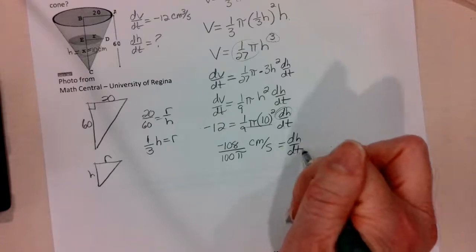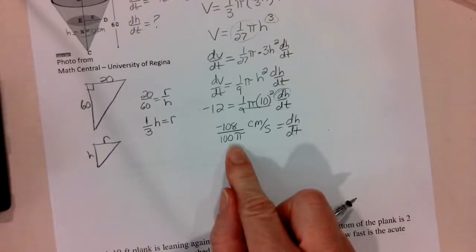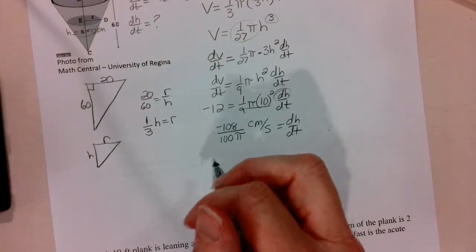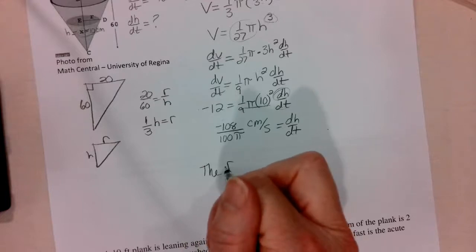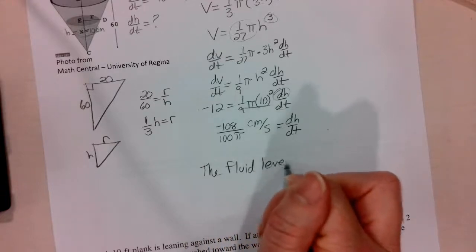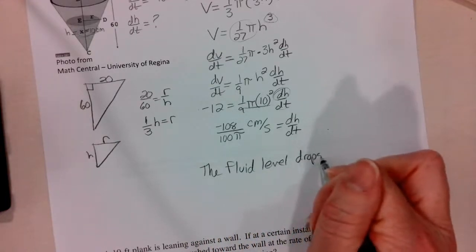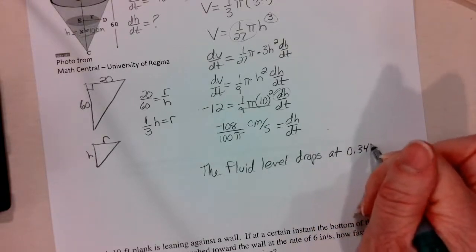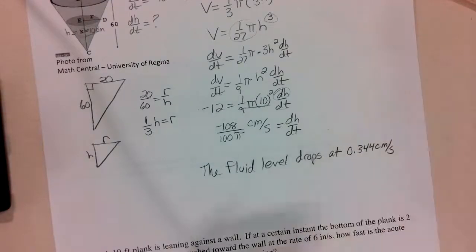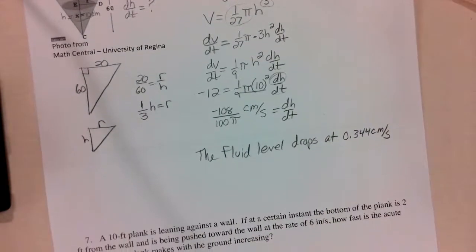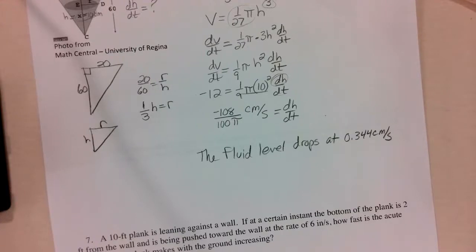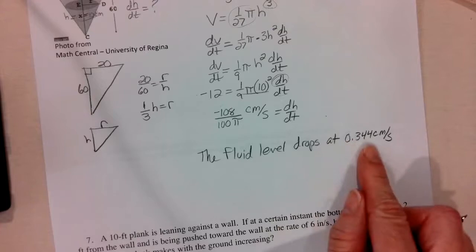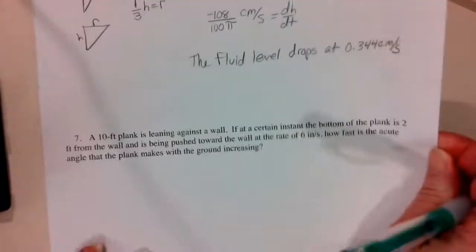In answering the question, you can do it either exactly or to 3-place decimal accuracy, and you could say the fluid level drops at, and then you could either say 0.344 centimeters per second, or you could say 108 over 100 pi centimeters per second. Do not say fluid level drops and then include a negative. That would be a double negative, which would go positive.